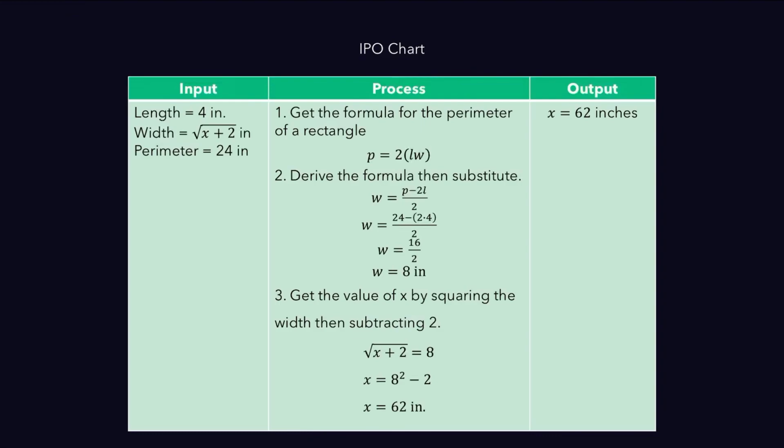Here, we have calculated that our width would be 8 inches. Since x is inside the square root, we are to square our width, which is 8. Then since the radicand is x plus 2, we are to subtract 2. Hence, the value of x would be 62 inches.